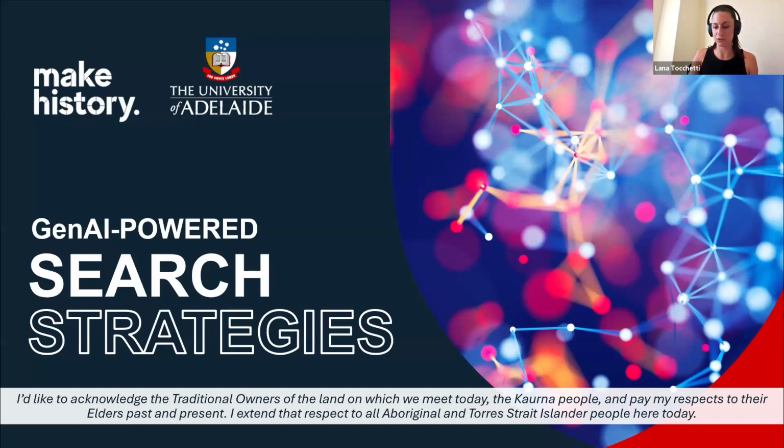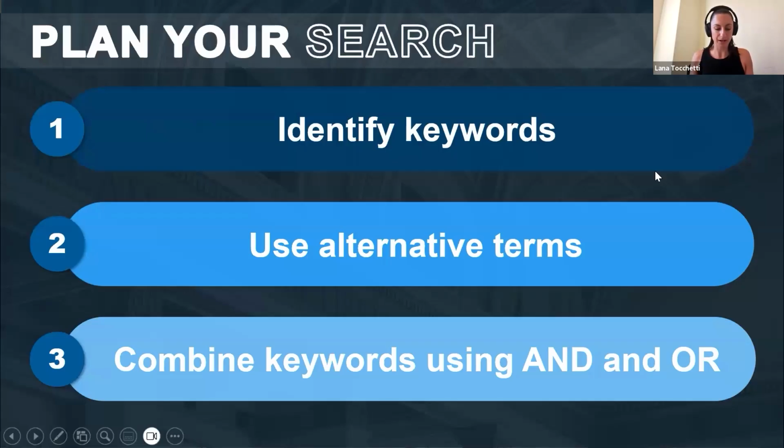Okay, so let's dive into actually looking at some stuff. So when you're planning your search, there are some really basic, essential steps that you should be in the habit of doing. So first is identifying your keywords, your key concepts that you're interested in researching. Next is finding or brainstorming what alternative terms you could be using for those keywords when you're doing your searching. And then you put that all together, combining your keywords into a search strategy, using and, or, using wildcards, truncation, that sort of thing.